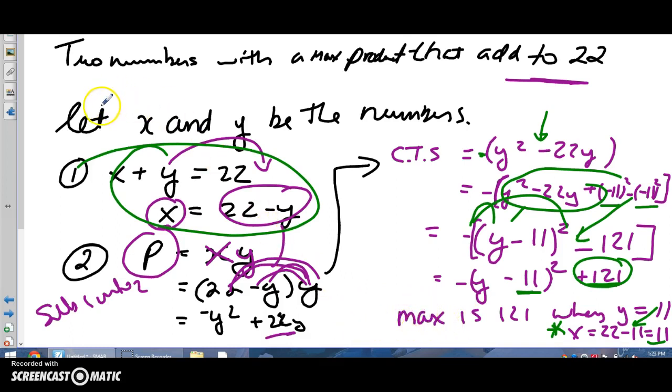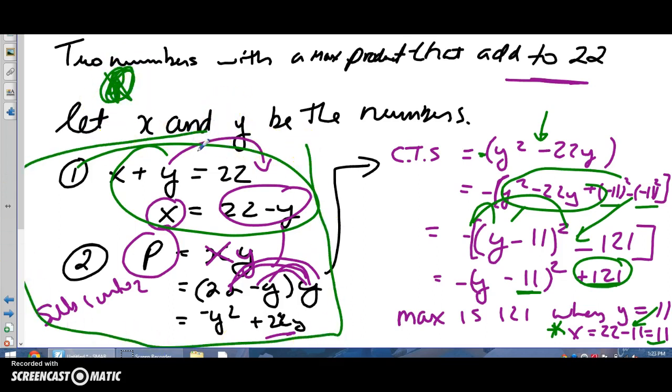Okay, and that's it. Those are word problems. This is a little strange. Get used to this stuff. Get used to setting it up. Go over your notes, and we have a couple of examples in the class.